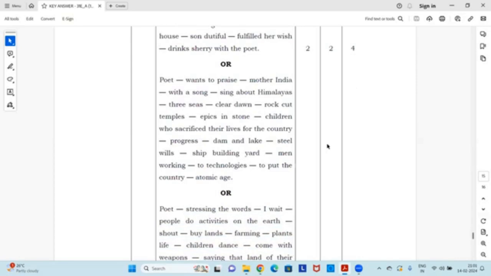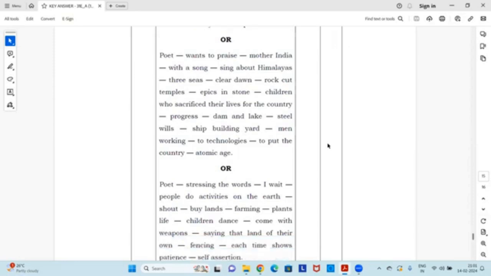The poet wants to praise Mother India with a song, singing about the Himalayas, the three seas, the clear dawn, the rock temples, epics in stone, children who sacrificed their lives for the country, and the progress the country has made: the dam and the lake, the steel mills, the shipbuilding yard, men working on technologies to put the country in the atomic age. All of these things the poet wants to discuss, and he wants to praise Mother India.